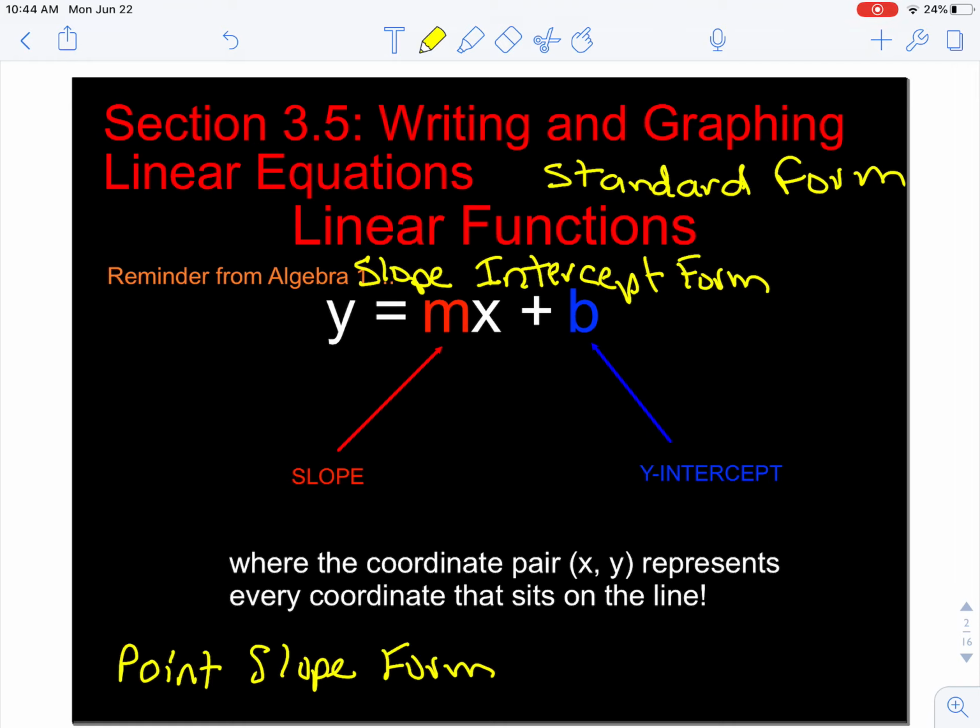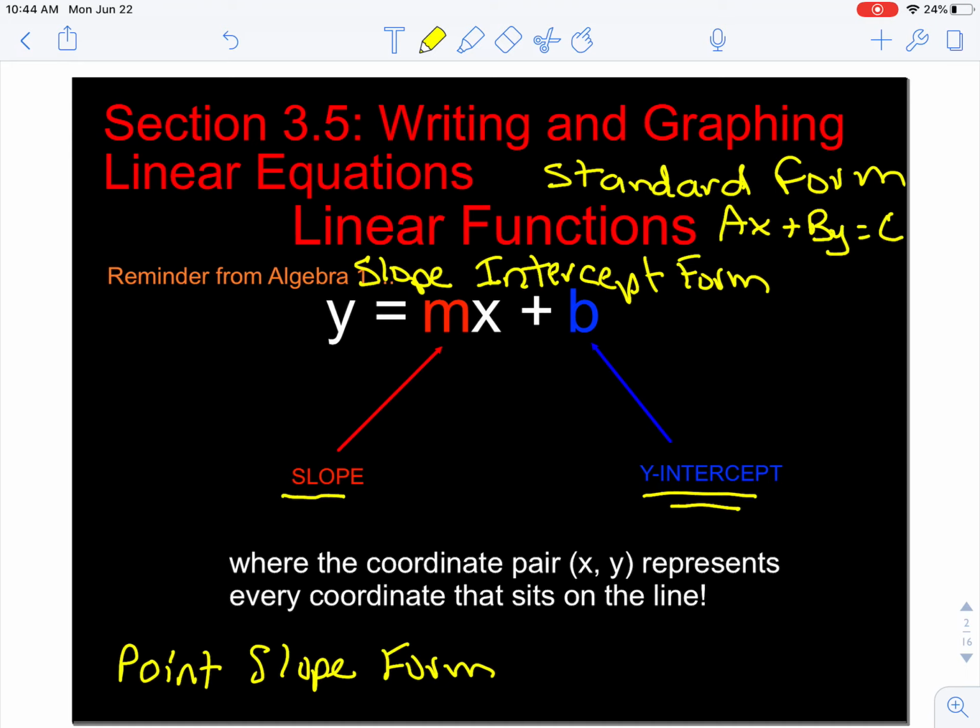So linear functions, probably most of you are the most familiar with slope-intercept form, y equals mx plus b, where m is your slope and b is your y-intercept. But we did also work with standard form, which is ax plus by equals c, and that can be really helpful for finding the x and y intercepts and graphing something that way.